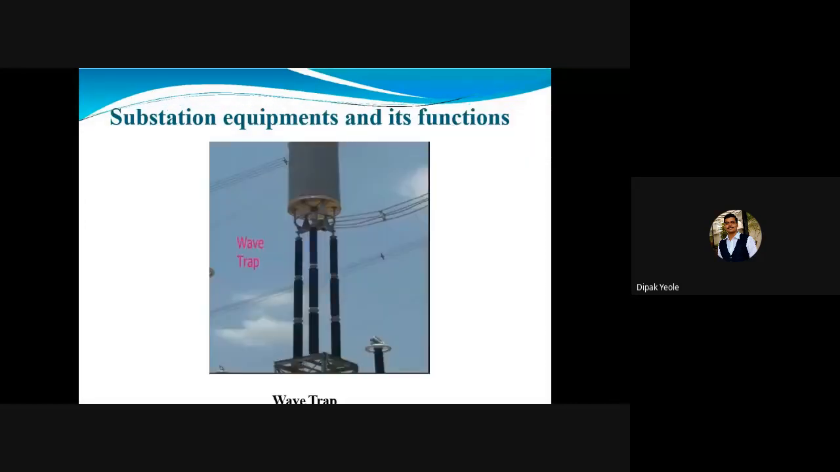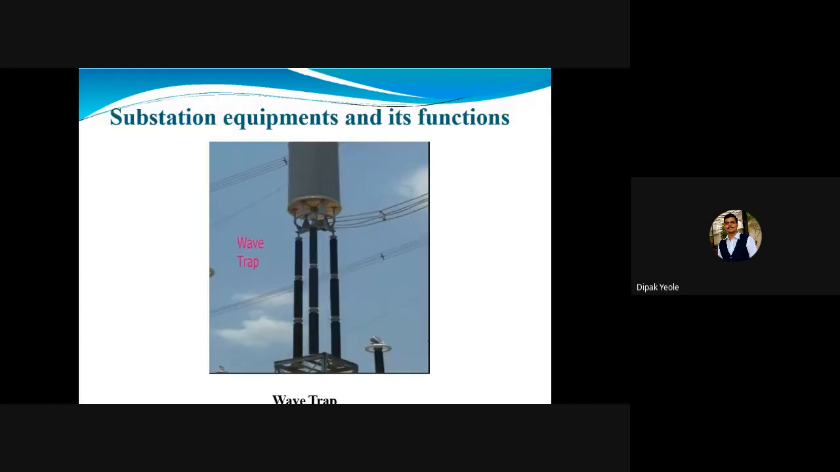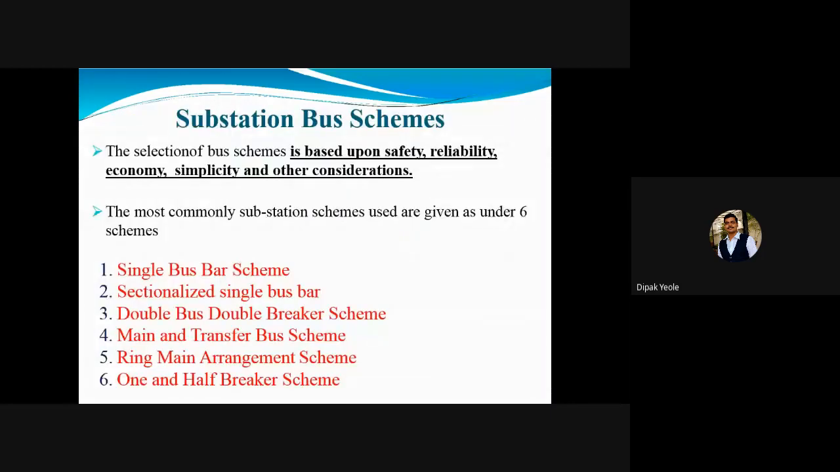So we are using the wave trap. And here you can see the picture of a real wave trap. This wave trap is very important in the substation. The next point is the substation bus schemes. Here you can see there are 6 bus schemes available, and in your syllabus, only single bus bar, sectionalized single bus bar, and double bus double breaker scheme are included.